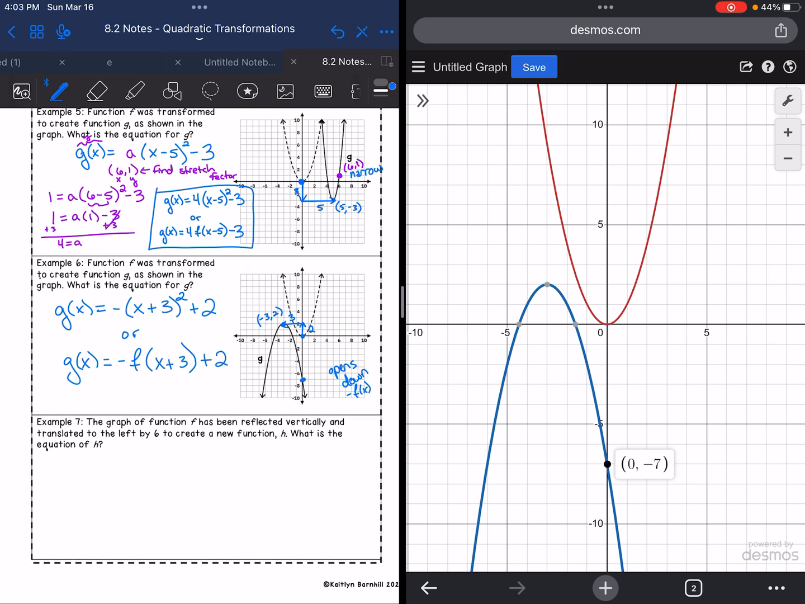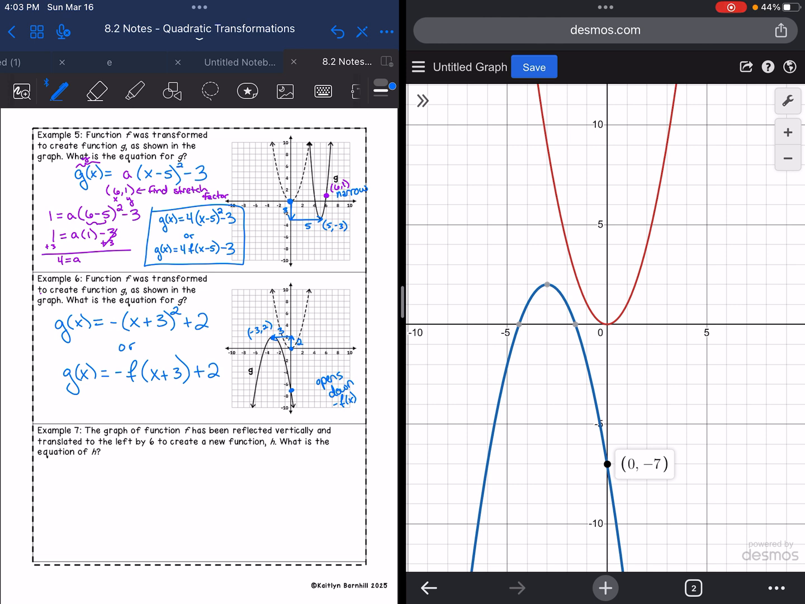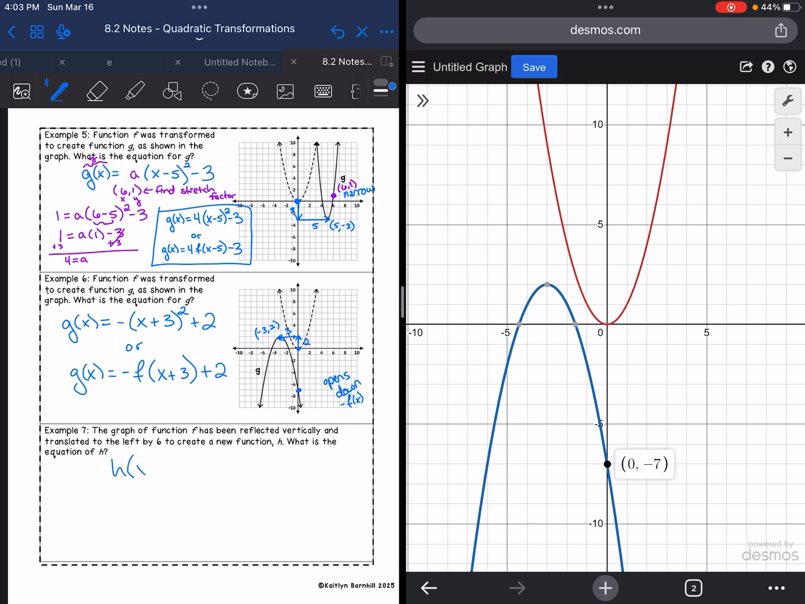All right. So example 7: the graph of function f has been reflected vertically and translated to the left by 6 to create a new function h. What is the equation of h? All right. So it doesn't specifically say that this is a quadratic function. It just tells us we've got the original function f and we've made a new function h. So when I write my function, I'm going to make sure I use both h and f in this. So we'll have h of x equals, and let's look at what the changes are.